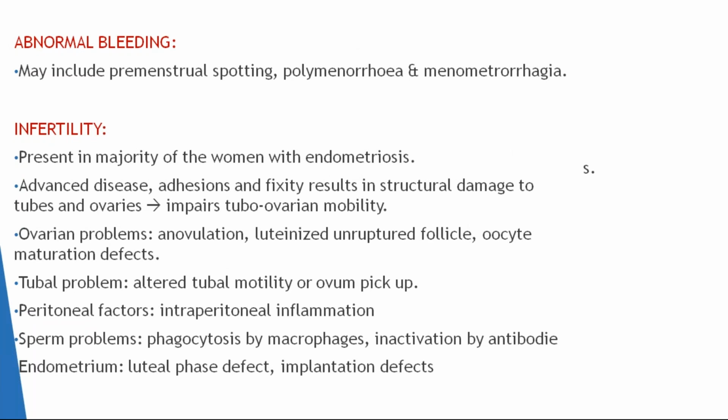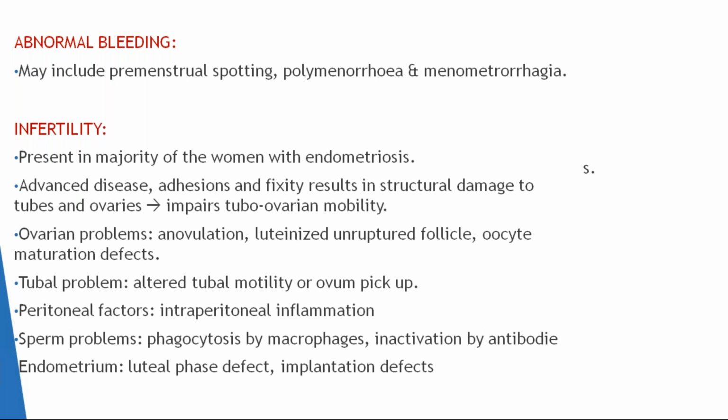Abnormal bleeding. This may include premenstrual spotting, polymenorrhea, or menometrorrhagia. Menometrorrhagia means menorrhagia plus metrorrhagia. Intermenstrual bleeding and also heavy bleeding. So they can have these menstrual abnormalities also. And one more important thing, the majority of the women present with infertility.